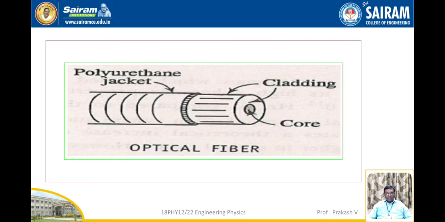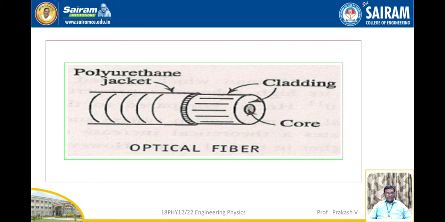So in the next slide, I am going to show you the schematic diagram of the optical fiber. Here it is cylindrical in nature. The central part is the core, the outer part is the cladding, which is encased in a polyurethane jacket, and the refractive index of the core is observed to be larger than that of the cladding. So this is the schematic diagram of the optical fiber.